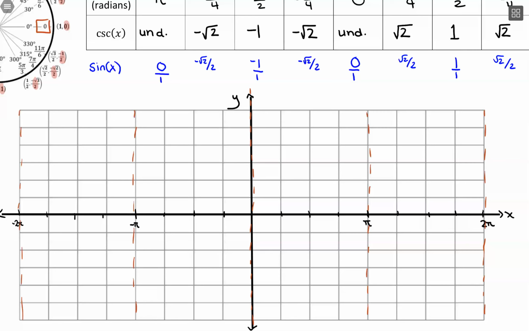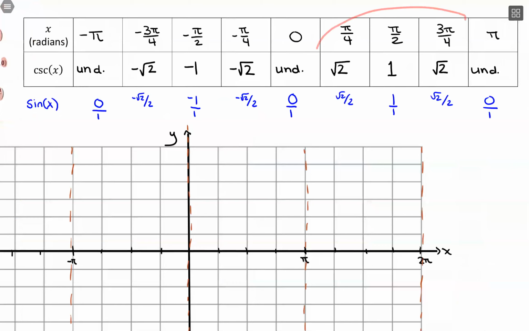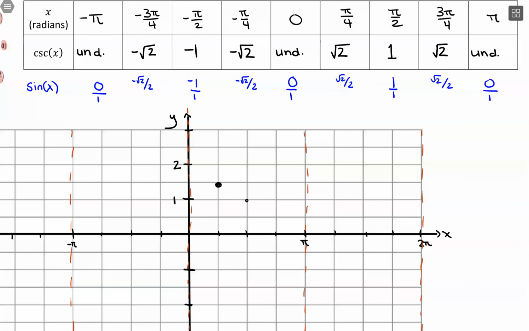All right, so let's see what's happening here. Let's jump over to these positive values. At pi over 4, we're graphing root 2, which is 1.4. So what I'm going to do is have 2 squares equal to a unit of 1. Same on the negative side. If I'm here at pi over 4, I go 1, and then here would be 0.5, so I'm just going to go a little bit less. So this is about 1.4. At pi over 2, we're at positive 1, and at 3 pi over 4, we're at that 1.4 again.